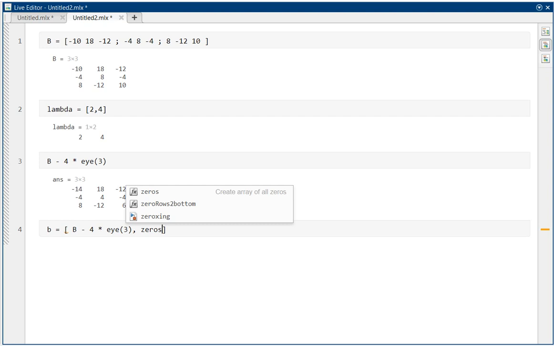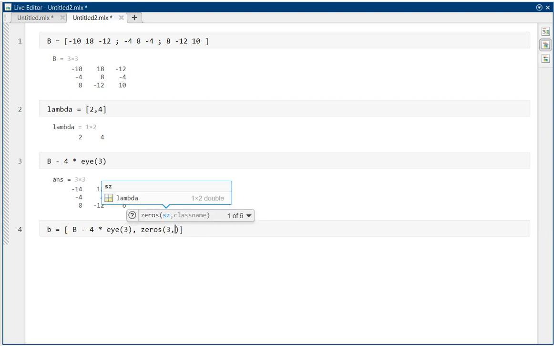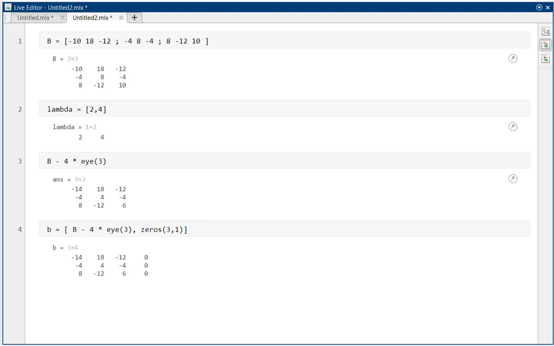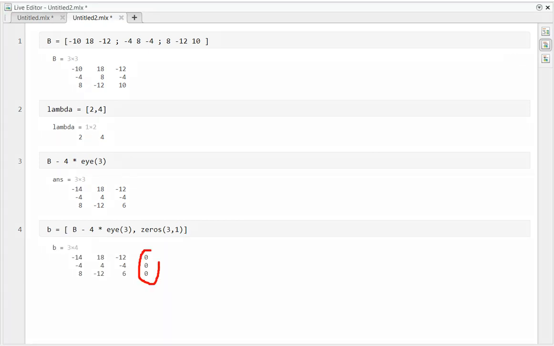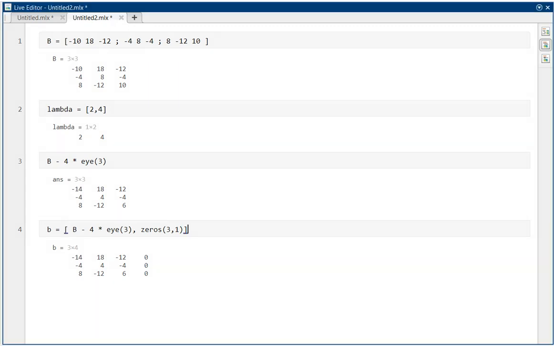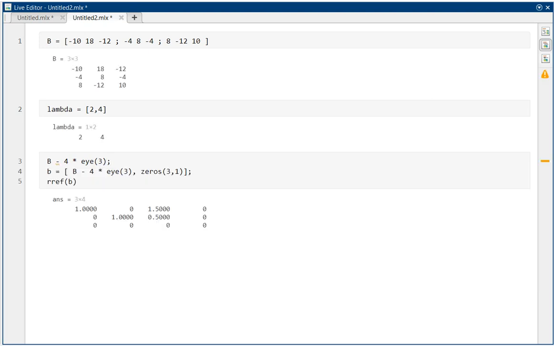So I can use zeros, which creates a matrix, and I want a 3 by 1. And then my little b, you'll see all I've done here is add the column of zeros at the end. There are a couple of other ways I could have done that, but now little b is the matrix I want, and let me just hide it, and I want to row reduce it. There. Let me hide this one as well. All right, so now I have my row reduced form. Okay, well this is cool. What do I need to do?